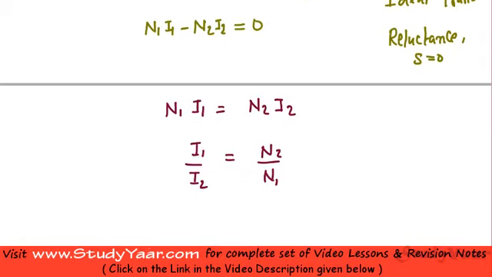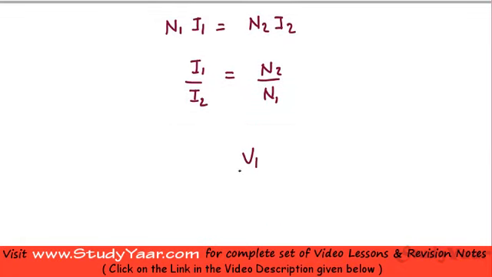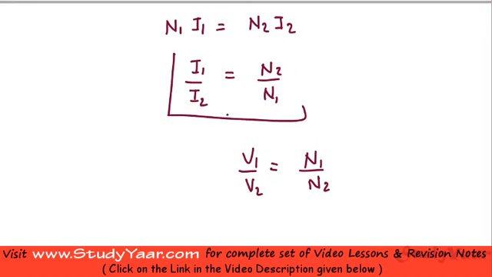Okay, just recollect, your V1 upon V2 is equal to N1 upon N2, but your ratio of currents is the reverse of that, it is N2 upon N1. So your I1 upon I2, which is your current flowing in primary upon current flowing in secondary, is equal to the ratio of turns in secondary upon turns in primary.